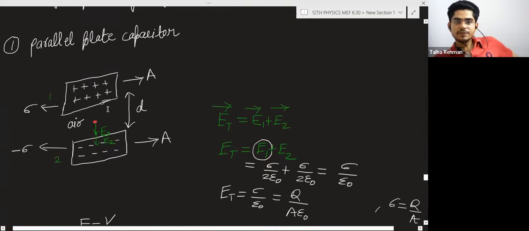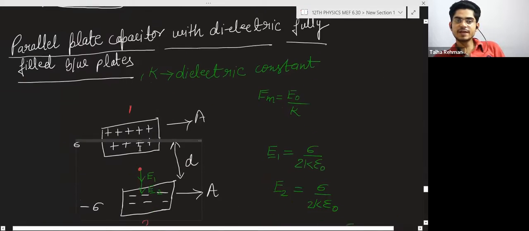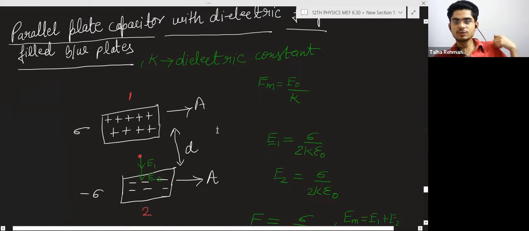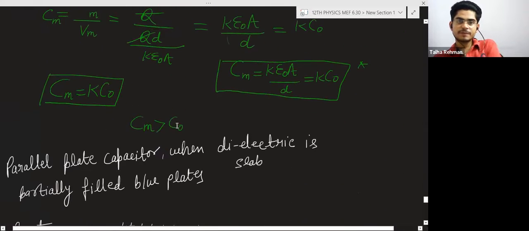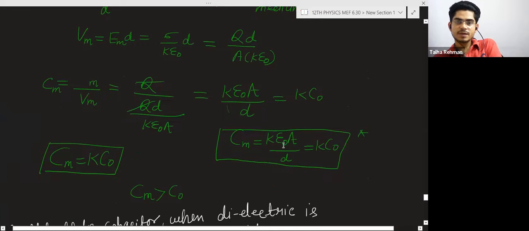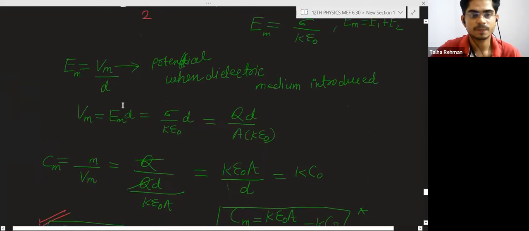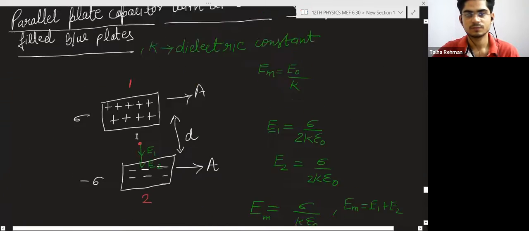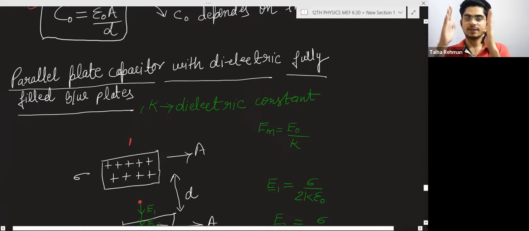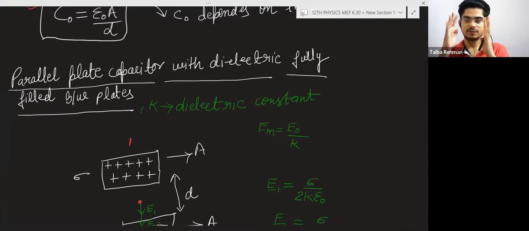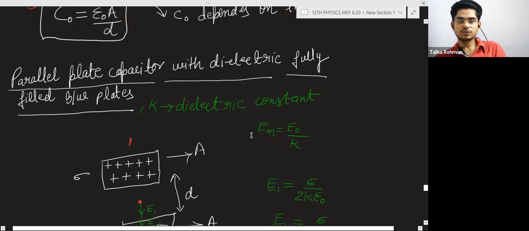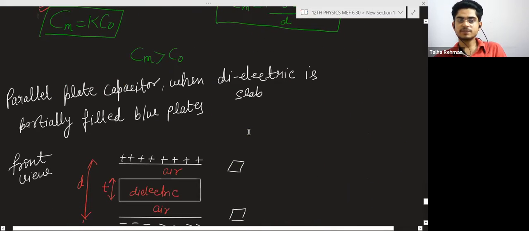And now, if in between the plates I introduce a dielectric of some constant K, then the value of capacitance will become K times the capacitance in air. I have told you to remember this formula and this formula only. Here the dielectric is fully filled. These two hands are the parallel plates of the capacitor, and in between these plates there is a fully filled dielectric. So the value of capacitance will be K times the capacitance when placed in air.